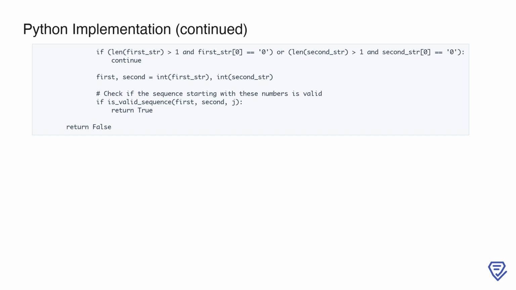This is done using a simple condition: if the length of a substring is greater than 1 and it starts with 0, we skip the current iteration. Next, we convert the valid substrings into integers, assigning them to first and second. With these numbers, we call the is_valid_sequence function, passing in the current values of first, second, and the starting index of the remaining part of the string. If this function returns true, it means we've found a valid additive sequence, and we return true from the main method. If none of the pairs lead to a valid sequence after trying all possibilities, we return false, indicating that the input string is not an additive number.